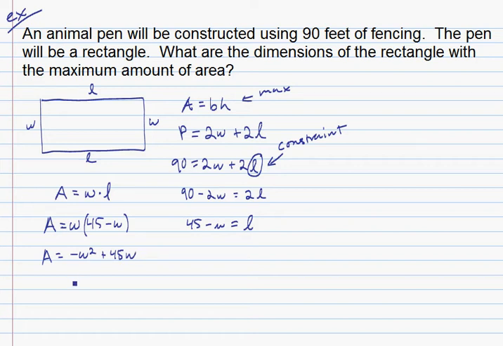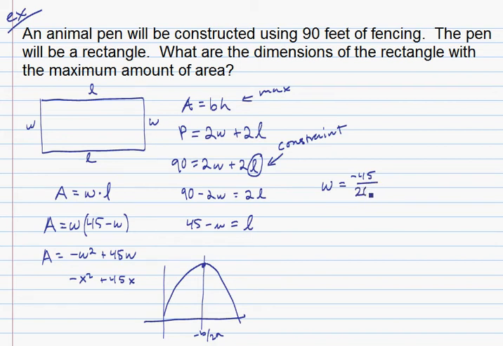Okay, and I also know one other thing. This is an upside down parabola. The reason I know that is that the leading coefficient is negative, so it's going to be upside down, frowning. And I also know that the very maximum is going to be located at negative b over 2a as the x value, or in this case the w value. So I'm going to use that trick to go right to the maximum. That'd be negative 45 all over 2 times negative 1, which is just 45 over 2, 22.5.